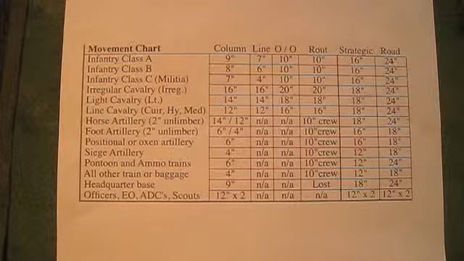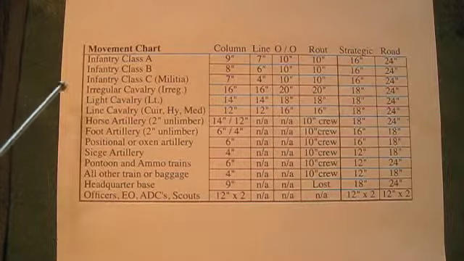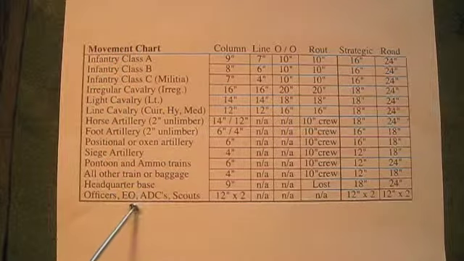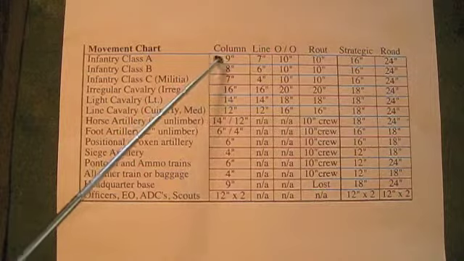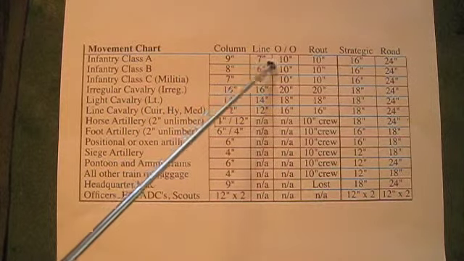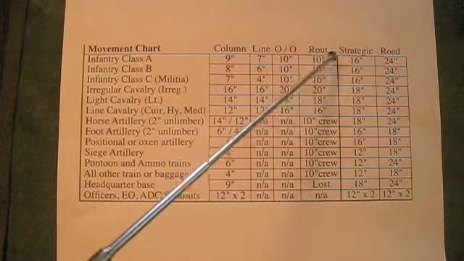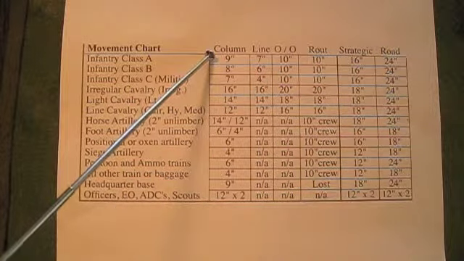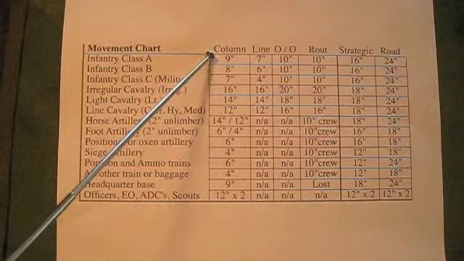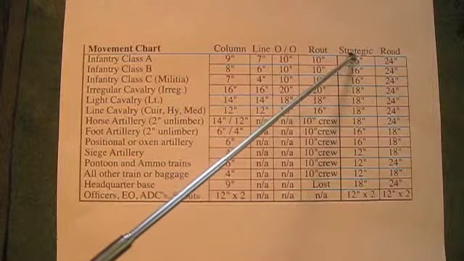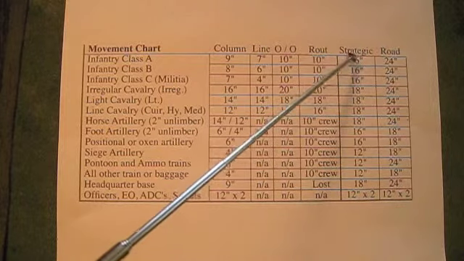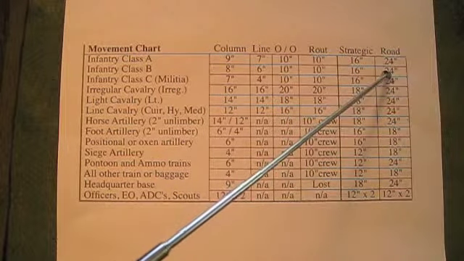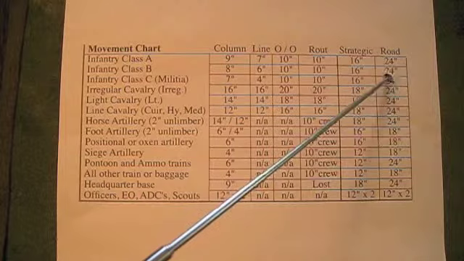This is a blow-up of the movement chart found in one of the combat charts. It outlines the types of units or their classifications. And then the next four columns, column, linear or line, open order, and route, are for units in battle mode, which is typical for the combat on the tabletop. There's a column for strategic movement, which is fast-paced movement across the battlefield, if you're not utilizing the block movement system. And then there's road movement, which is strategic movement, but along a road.